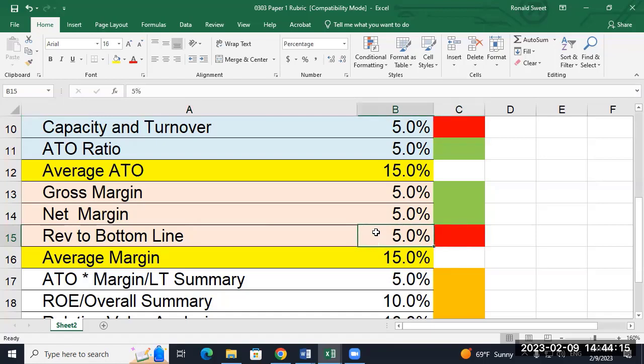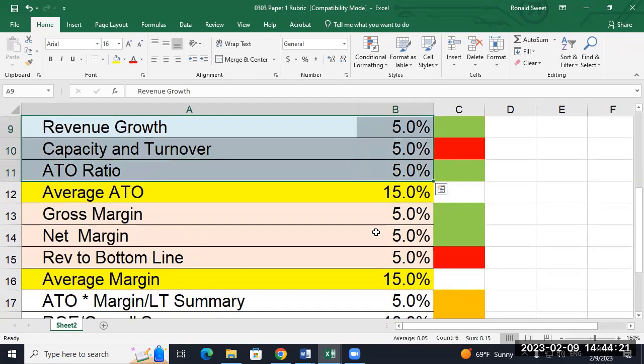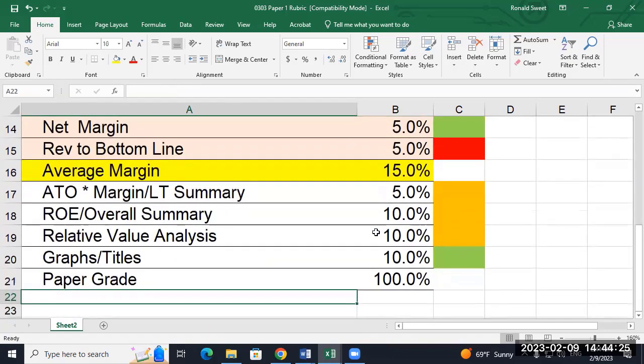All right. Anything in yellow is not part of the grade. It's just how much the three parts are. Those add up to 15%. So ignore the 15%, the yellows. So where do we go now?